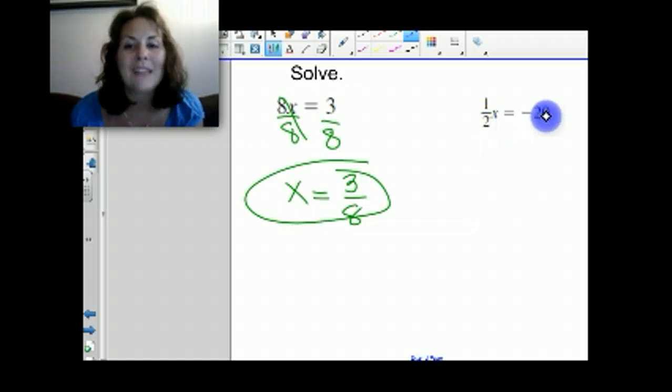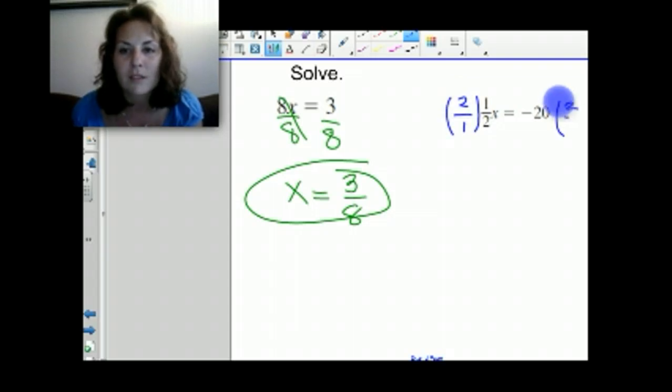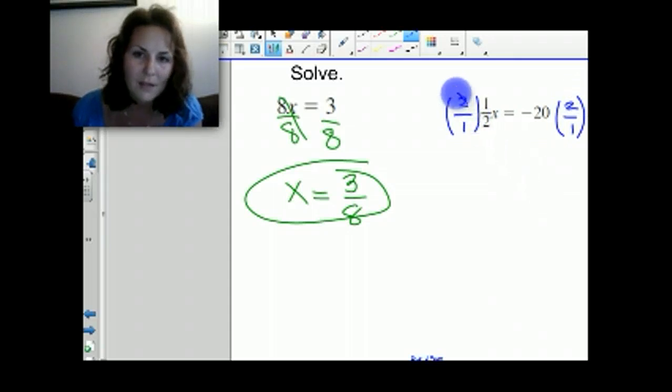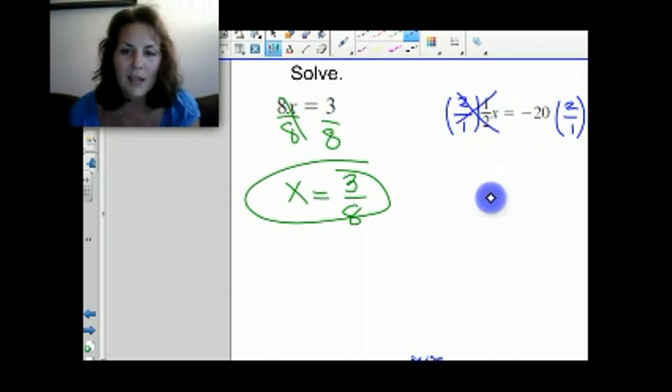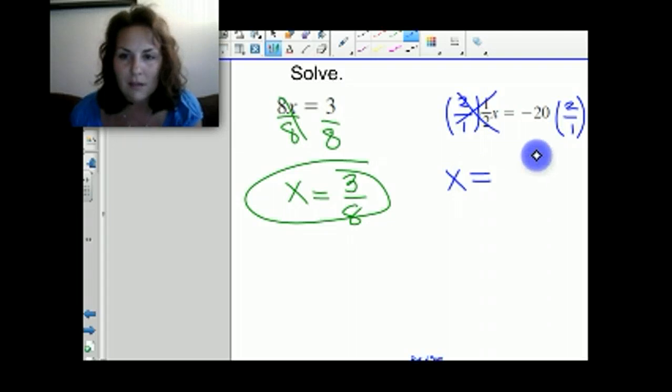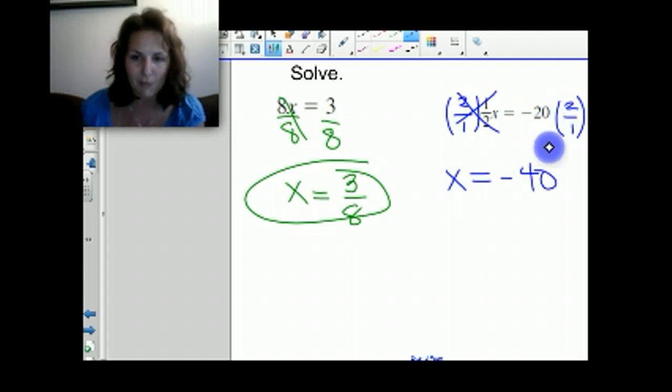1/2 x equals negative 20. Multiply both sides by 2 over 1. The reciprocal. Don't divide by a fraction. Doesn't make sense. 2's cancel, 1's cancel. They equal 1, which is our multiplicative identity. 1x is just x. Negative 20 times 2 over 1 is negative 40.